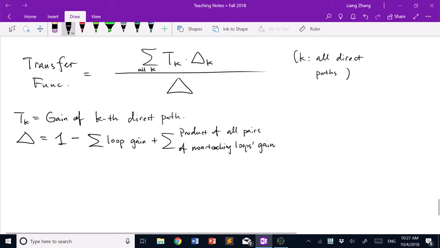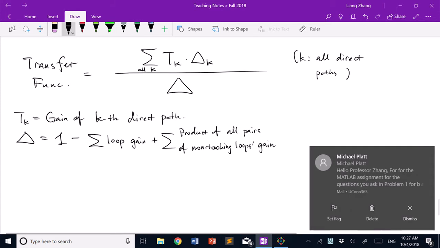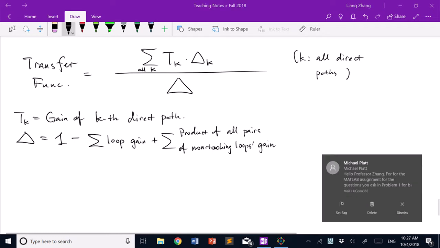Okay. So you have to find all pairs of loops, and then within those pairs find the pairs that are non-touching, and then multiply the gains of the 2 loops involved in these pairs, and just add all the loop gains together.